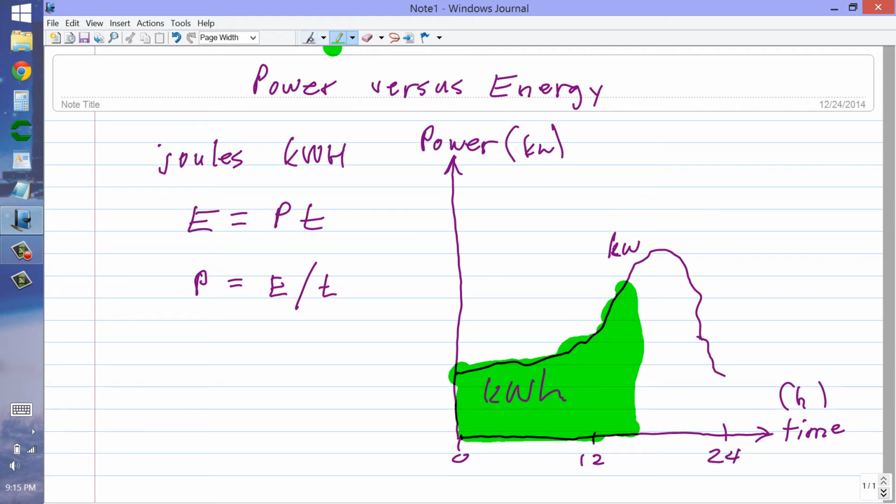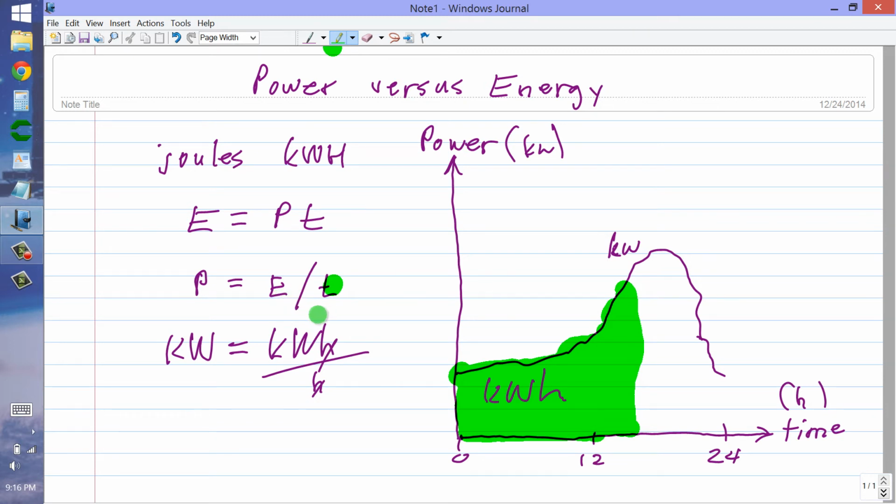Power, on the other hand, is the rate at which energy is expended with respect to time. If we divide this formula through by T, and then switch it around left to right, we get P equals E divided by T. So, for example, kilowatts equals kilowatt hours divided by hours. The hours cancel out. It's kind of a trivial mathematical exercise, but it does show that power is the rate at which the energy is expended.